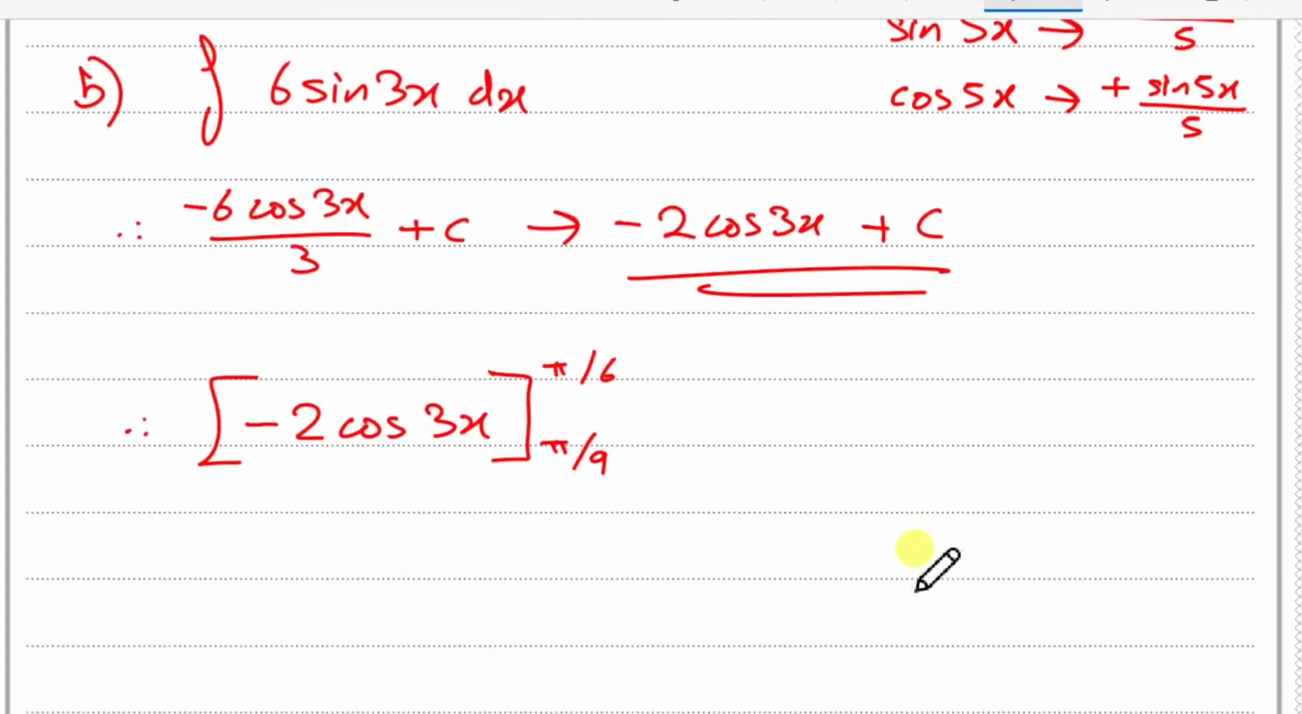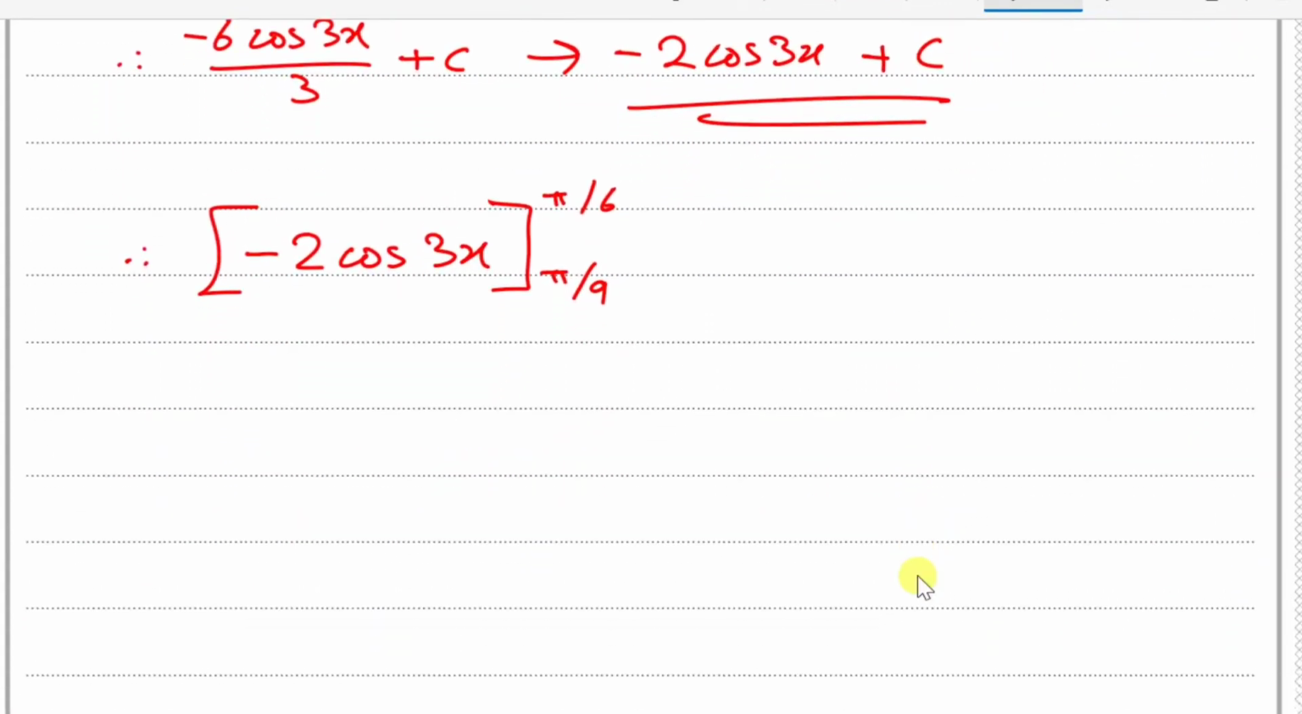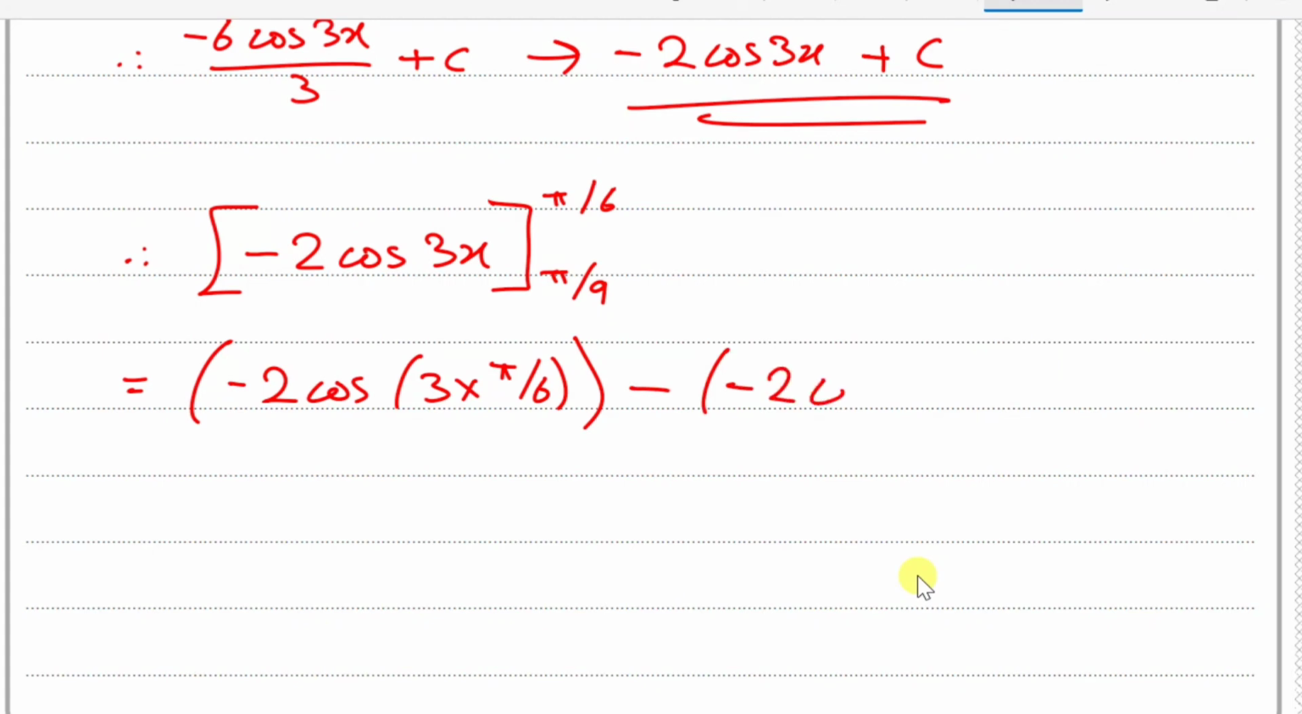Now, same thing like we did earlier, just basically replace x with pi over 6, and then replace x with pi over 9 and just find the difference. So just to put it out there, you should therefore get minus 2 cos, and put a bracket, 3 times pi over 6, close bracket, take away, minus 2 cos, open bracket, 3 times pi over 9. So that's how it should look in the calculator.